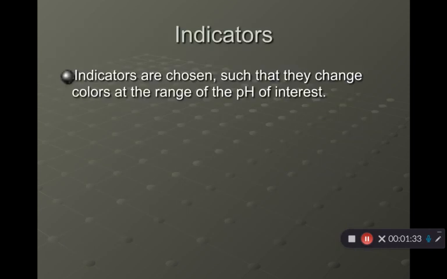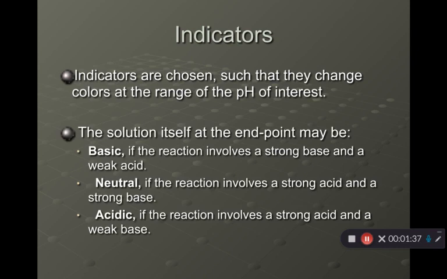So your indicators are chosen so that they change in the pH of interest. If your solution involves a strong base and a weak acid, then the endpoint's going to be a little more basic. It won't be 7, it'll be more in the basic region, like 7, 8. If it involves a strong acid and a strong base, it is neutral. It will be pH 7. And if it involves a strong acid and a weak base, then the acid dominates and it's more in the acidic region, so below 7.